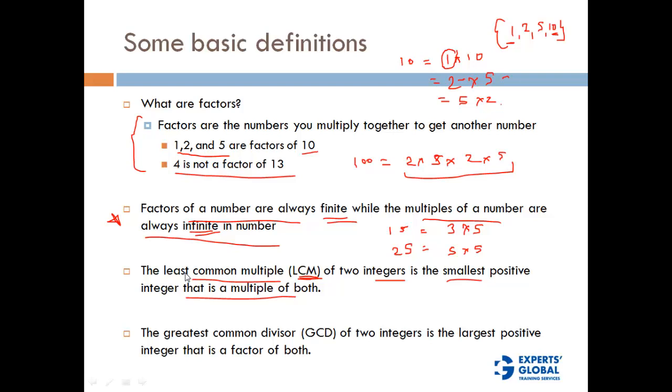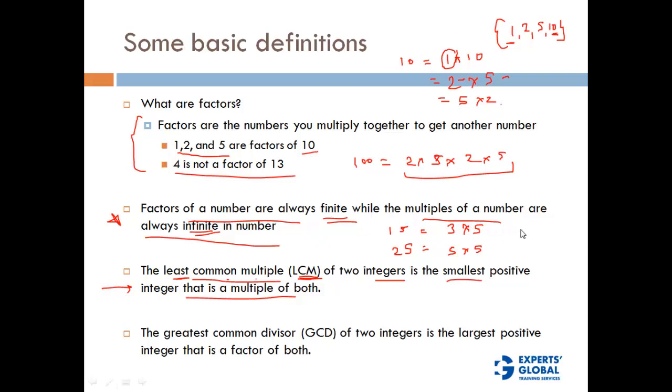So I need a least common multiple. Least means smallest, common multiple. So I need a multiple of 15, I need a multiple of 25, and I need the smallest such multiple. So what I do is, I will take the highest power of all the factors involved here. These are prime factors. What exactly prime numbers are, we'll see in the next slide.